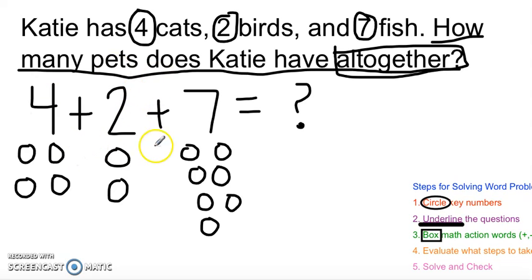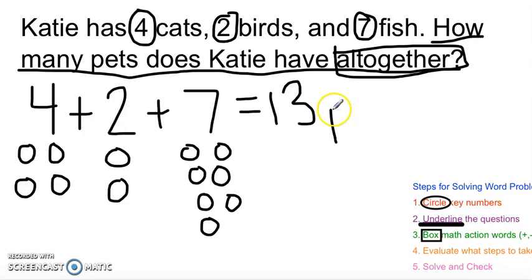So now that I have my equation and my drawings, it's time for me to add. So let's count these circles all together. 1, 2, 3, 4, 5, 6, 7, 8, 9, 10, 11, 12, 13. So now we know the sum of these 3 numbers. And I'm going to use my erase tool to fill in that question mark with 13 because now we know we have our answer. So 4 plus 2 plus 7 equals 13. So the answer to our problem, how many pets does Katie have all together, is that Katie has 13 pets all together.